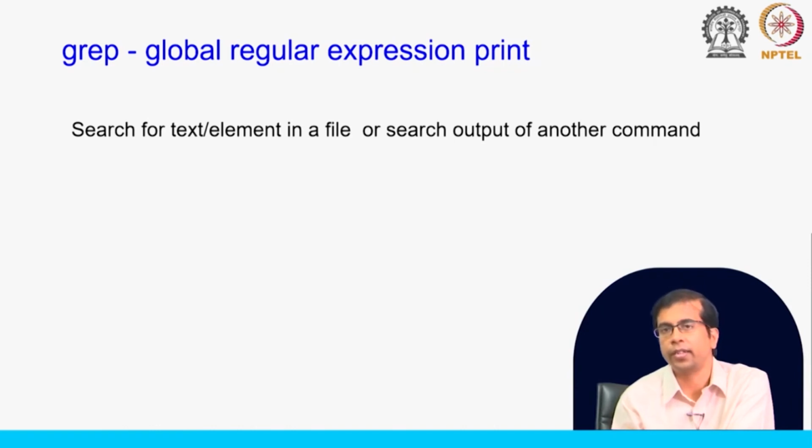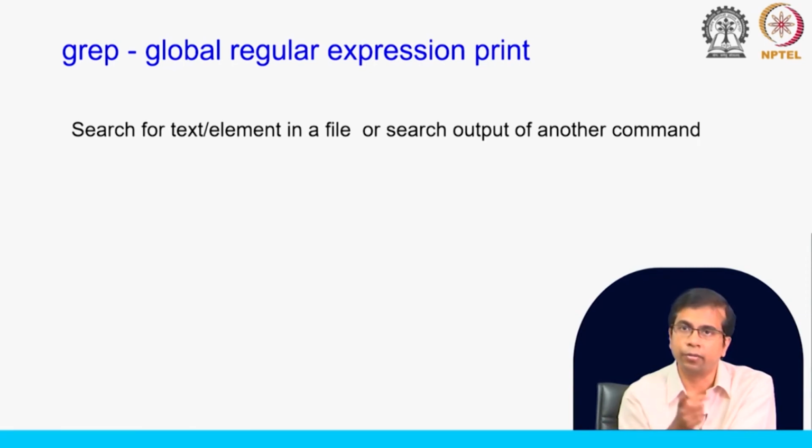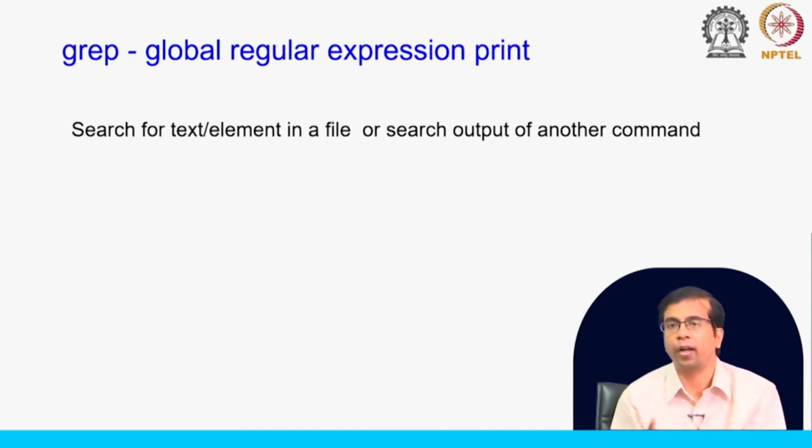This command is used, as I mentioned, to search for text or an element in a file, or you can also search the output of another command. This is something we will not discuss, but you can of course look it up. If you are utilizing another command in the Linux command line or terminal, you can pass the output of that command through grep to search for specific outputs or specific patterns. This is a very useful tool. It has a lot of ways of applying it, and you will probably learn as you go along if you learn more about Linux.